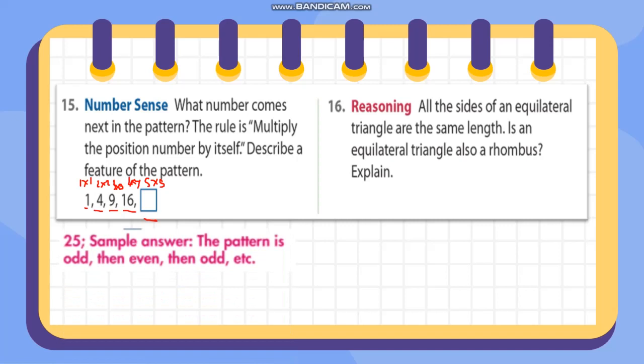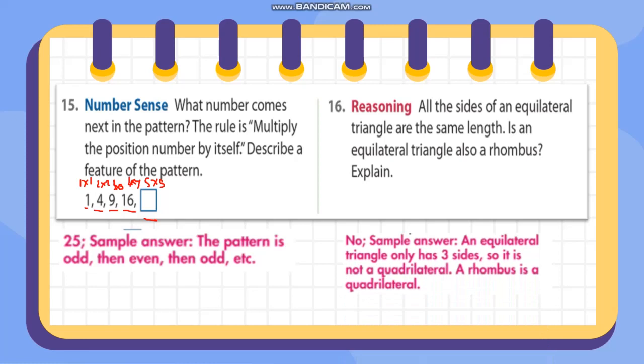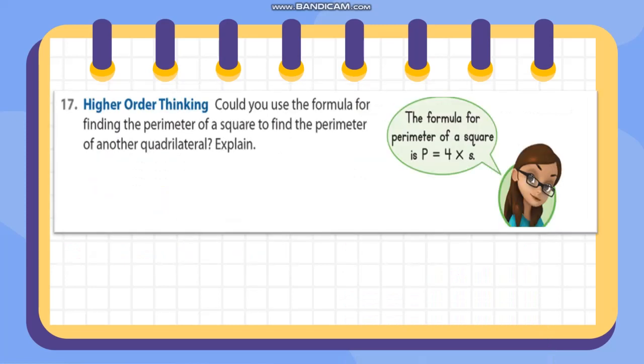Okay? Next, number 16. All the sides of an equilateral triangle are the same length. Is an equilateral triangle also a rhombus? Absolutely not. Why? Because an equilateral triangle only has 3 sides. So it is not a quadrilateral. Because when we say quadrilateral, it means having 4 sides and angles. So a rhombus is a quadrilateral, not an equilateral triangle.